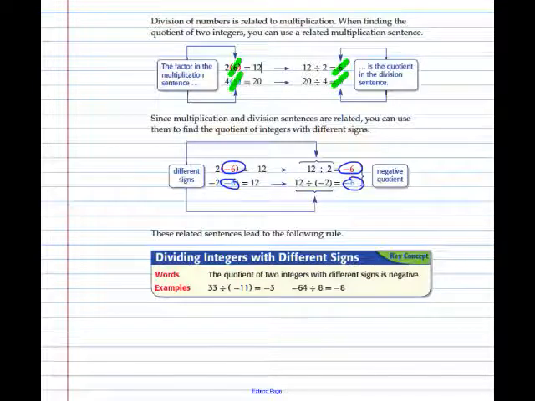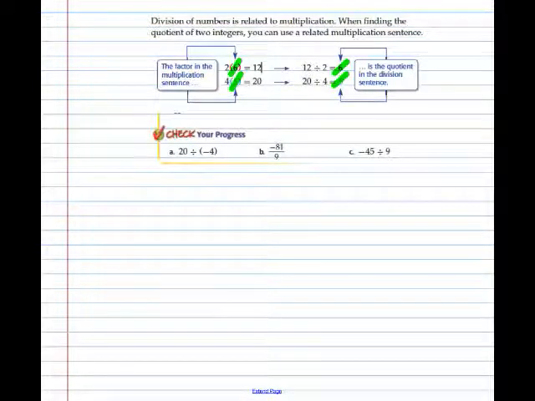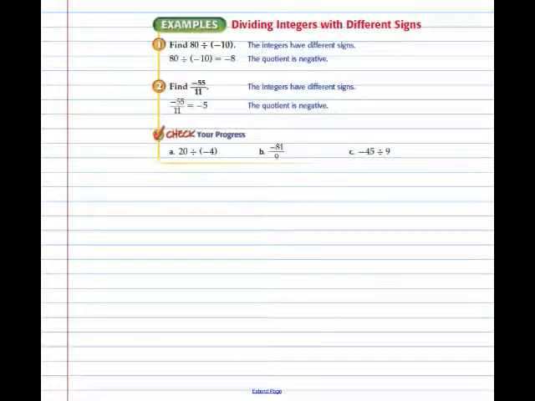These related sentences lead to the following rule. The quotient of 2 integers with different signs, that means one positive and one negative, is always negative. Dividing integers with different signs: 80 divided by -10. The integers have different signs. 80 divided by -10 is -8, so the quotient is negative. With a divisor and a dividend with different signs, the quotient is always going to be negative.